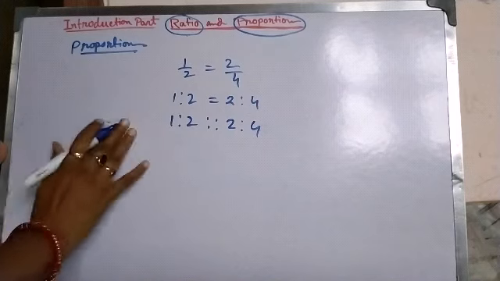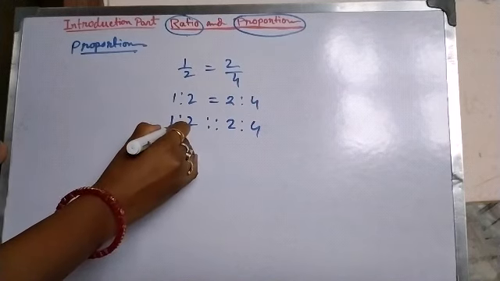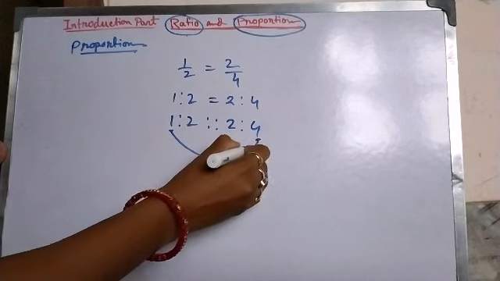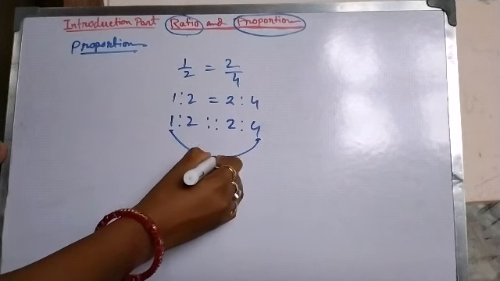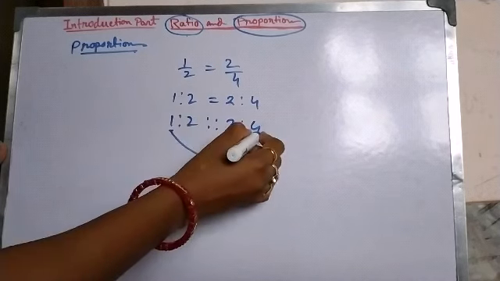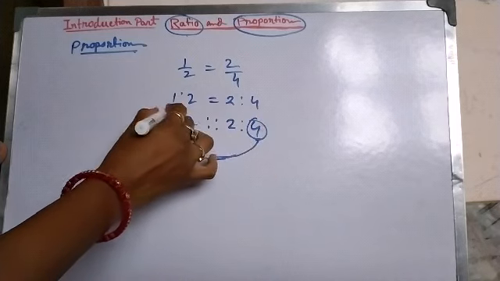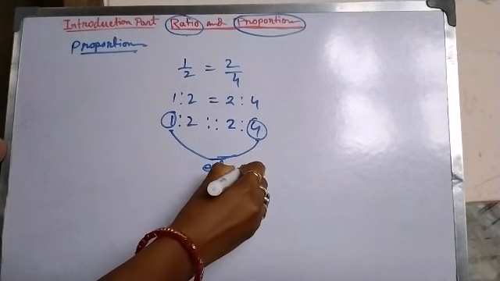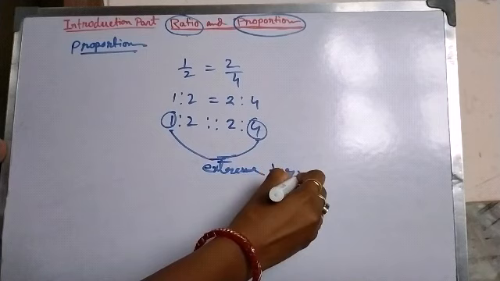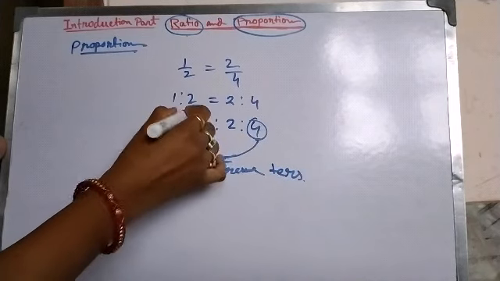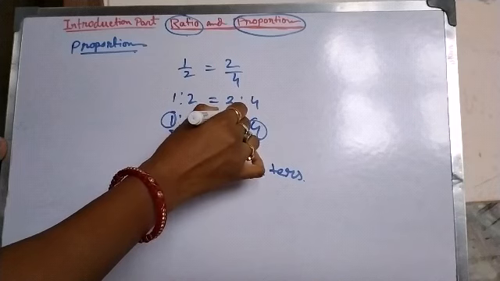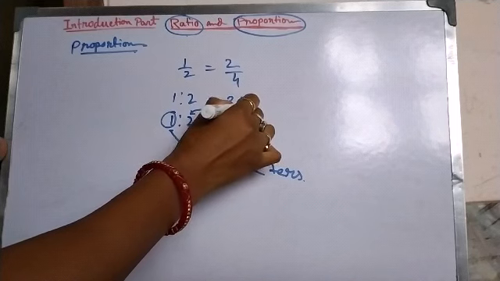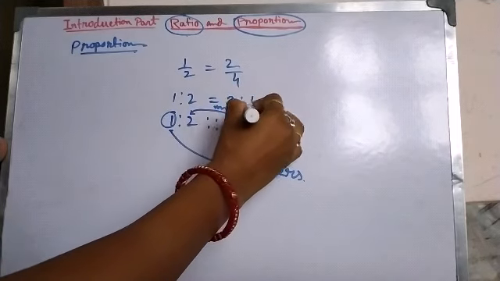Now here, this term and this term, both the terms are lying at the extreme points. This is lying at the starting point, this is at the ending point. So both these terms are called extreme terms. First and fourth terms are extreme terms, and the second and third terms are mean terms. These are lying in the middle. So these are mean terms.